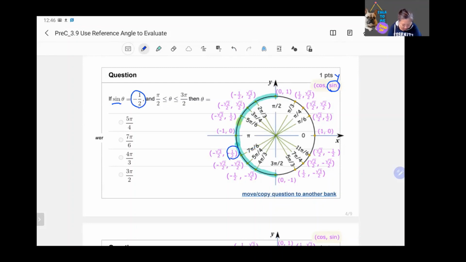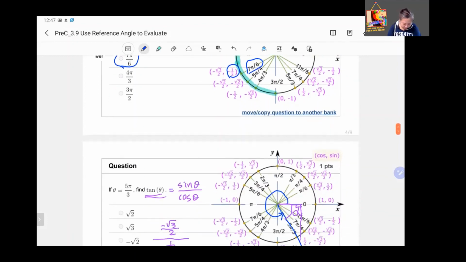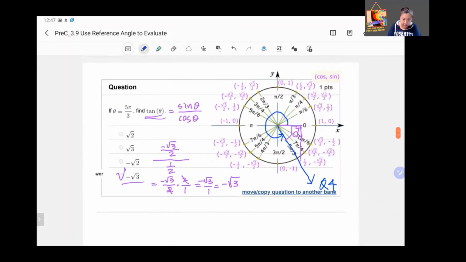The y coordinate that gets negative 1/2 is 7 pi over 6 right there. So that's the only answer choice for us to choose. And that's it. It's really simple. So the key is you have to be really fluent, competent, and you have full understanding on unit circle with how to utilize the coordinates and everything, okay? This is the last one, I think. Yeah, this is the last one.